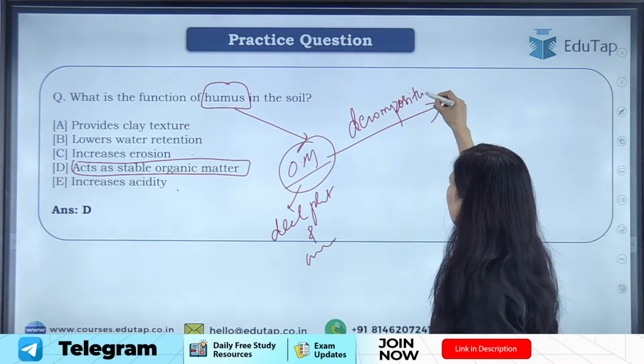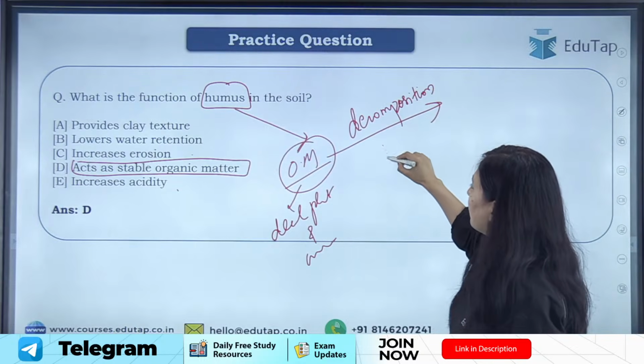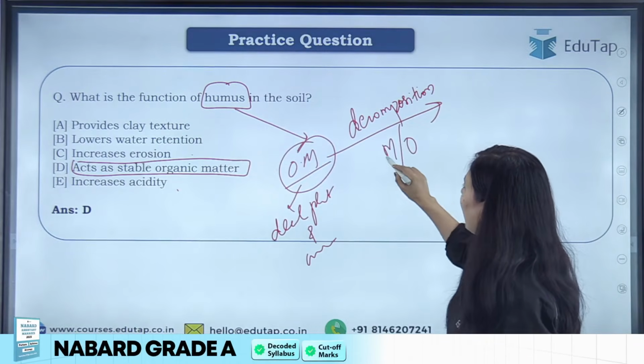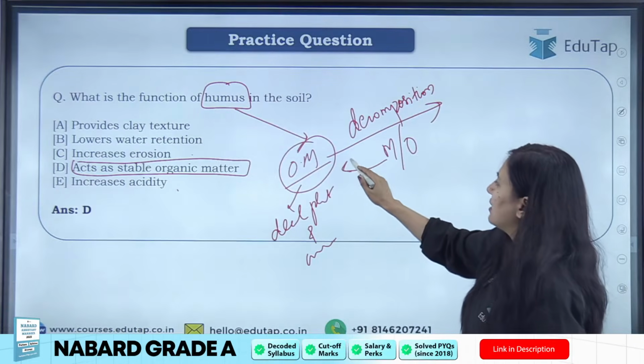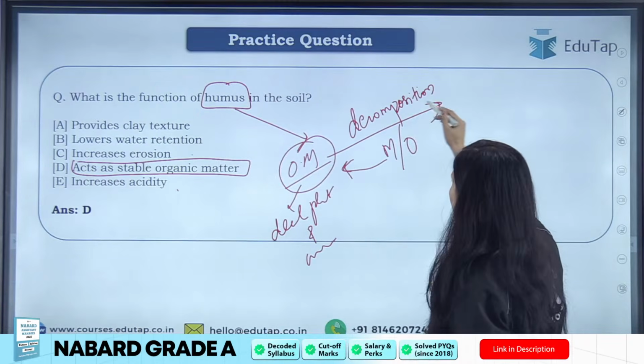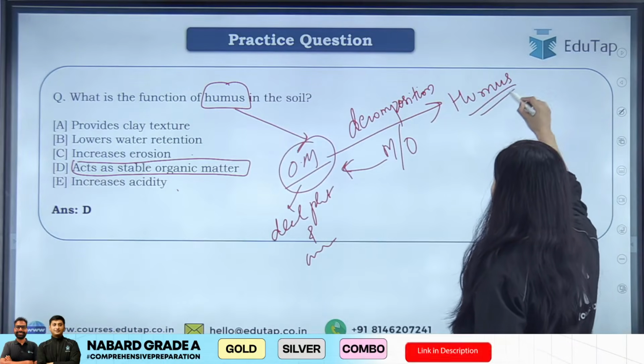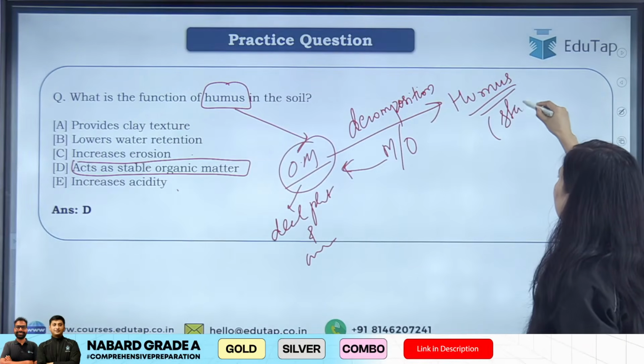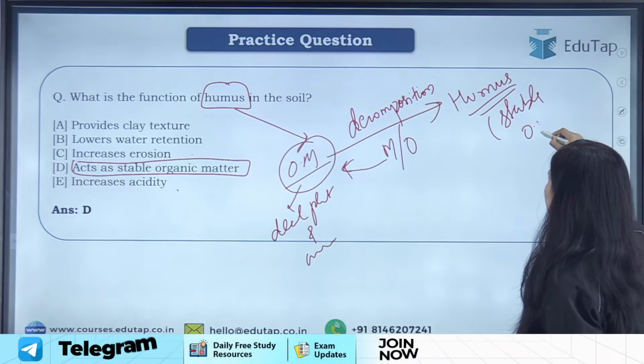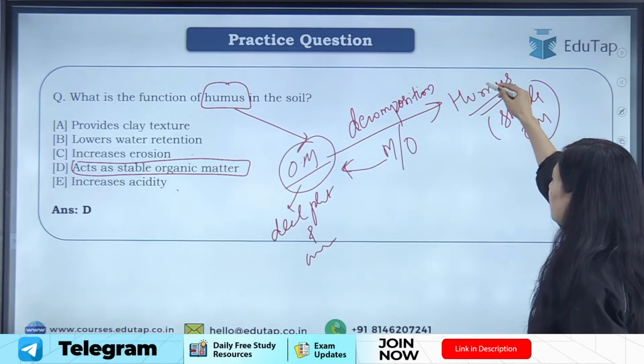Okay, what is this decomposition? In decomposition, microorganisms will act on organic matter and this organic matter is decomposed into humus. It is decomposed into humus, which is a stable form of organic matter, meaning you cannot further decompose humus.